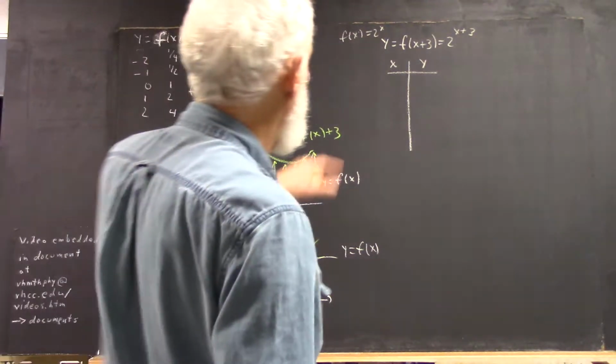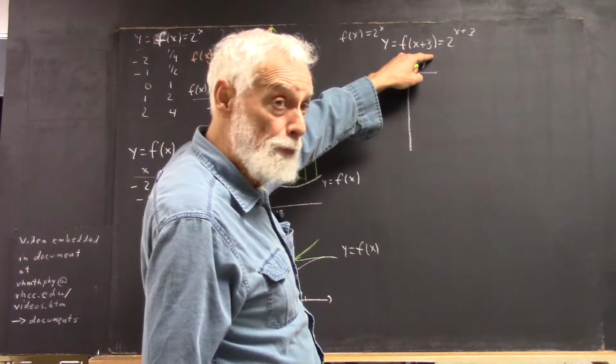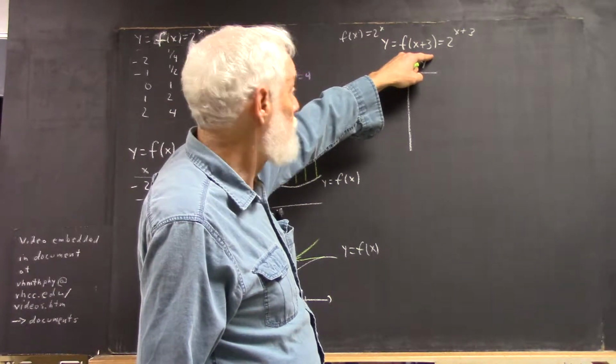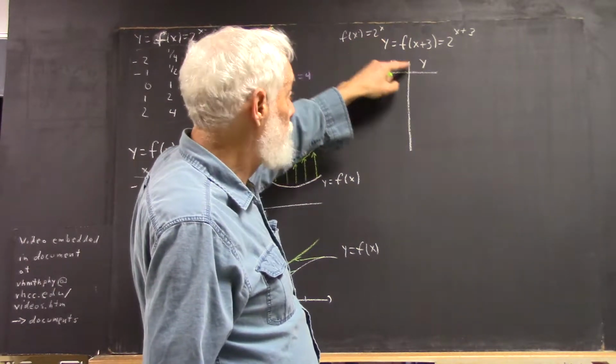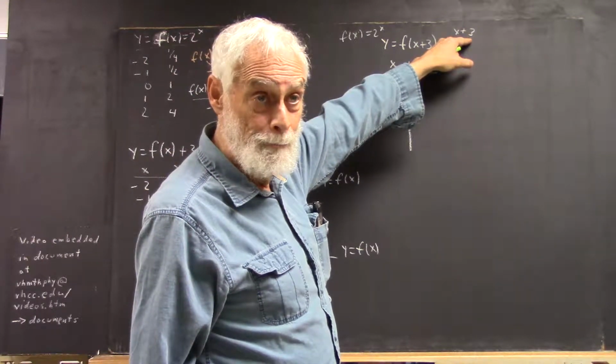So if f of x equals 2 to the x, and we want to graph y equals f of x plus 3, again, if f of x is 2 to the x, f of x plus 3 is 2 raised to the x plus 3. Okay?